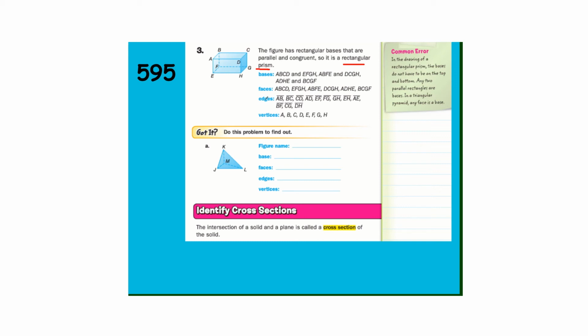The edges, there's 1, 2, 3, 4, 5, 6, 7, 8, 9, 10, 11, 12. There's 12. Okay. Vertices. 1, 2, 3, 4, 5, 6, 7, 8. There's 8 of them. Okay. Pause the video and do letter A.